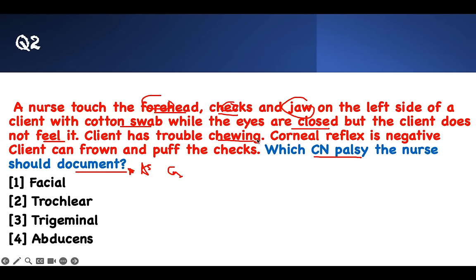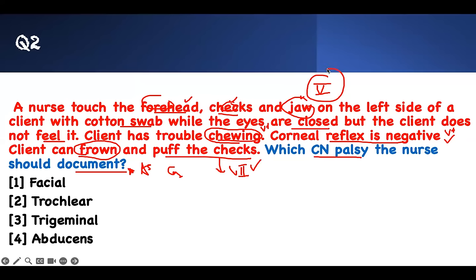The client also has trouble chewing. The corneal reflex is also negative, it's not there. But the client can do what? Frown the face and puff the cheek. This is how they ask you. I'm being like an examiner, right? Sensation of your face, cheeks, and jaw is controlled by cranial nerve 5. Chewing, cranial nerve 5. Corneal reflex, cranial nerve 5. Frowning and puffing of the cheek, cranial nerve 7. 7 is good, but 5 is defective.